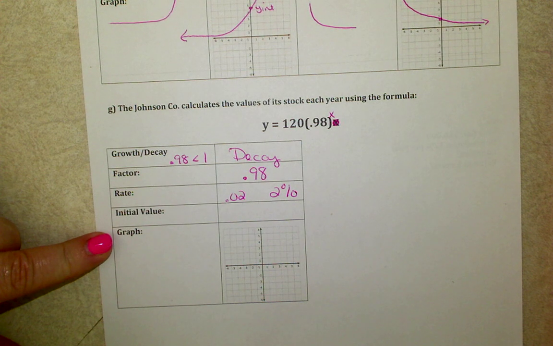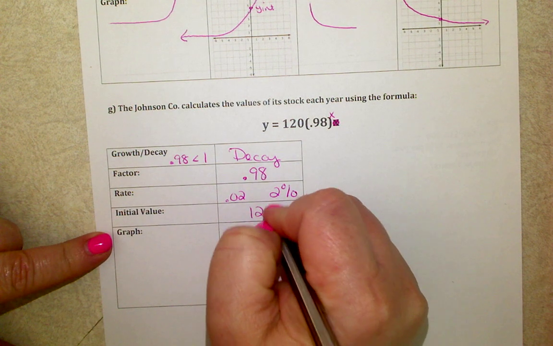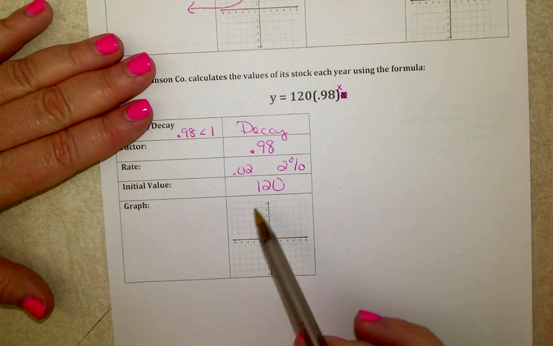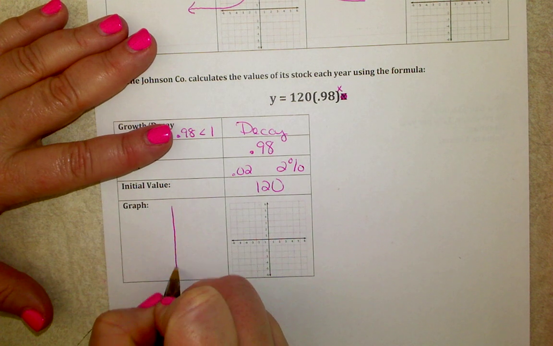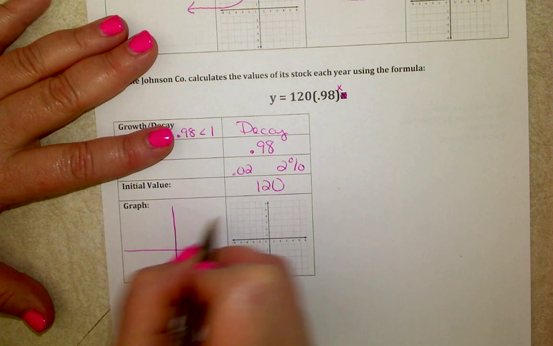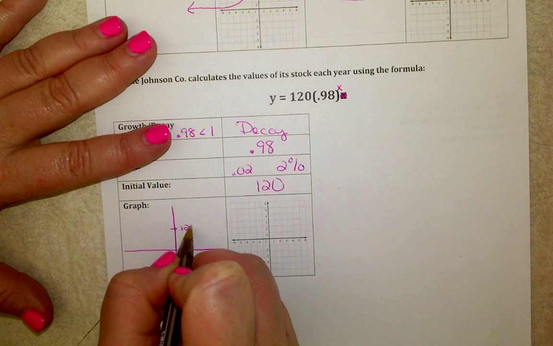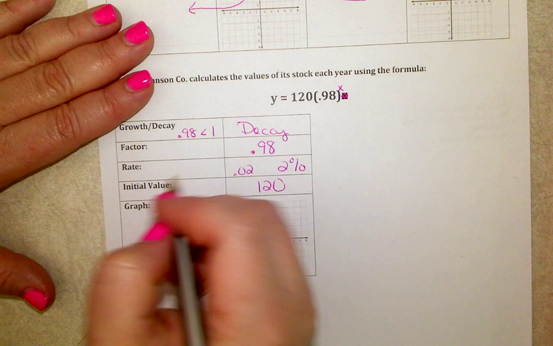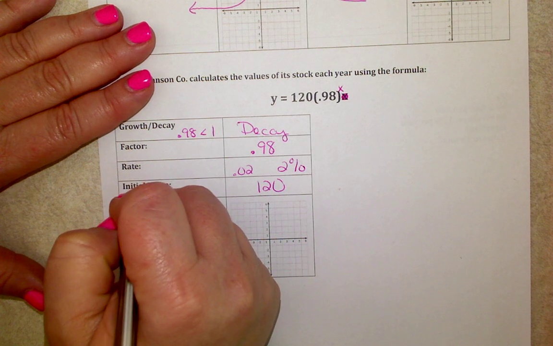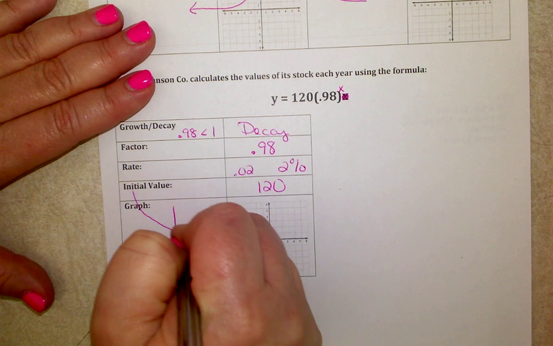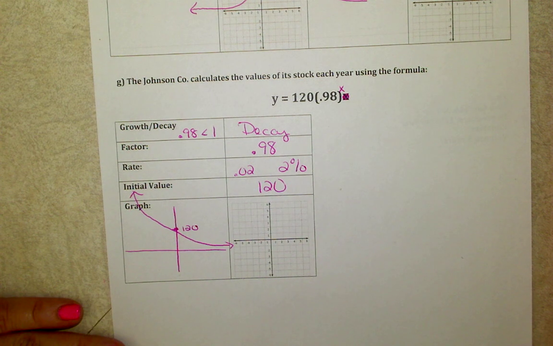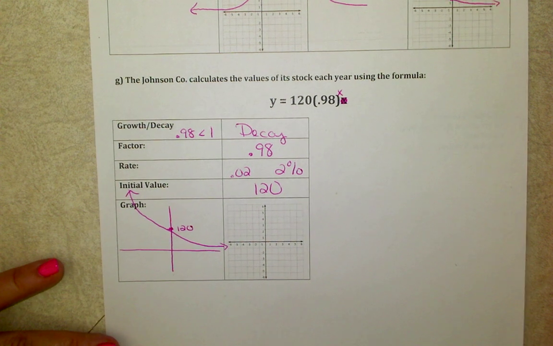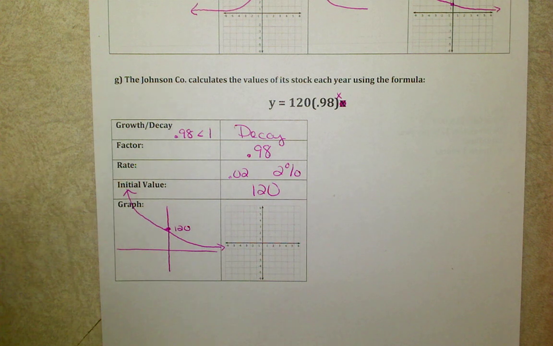What's your initial value? 120. Now, in the little graph that I have right here, it only goes to 6, so we're just going to do a generic graph right quick. All right, right here is our y-intercept of 120. It's decay, so that means it's starting high, but ending low. All right, so can everybody identify the parts of this function?